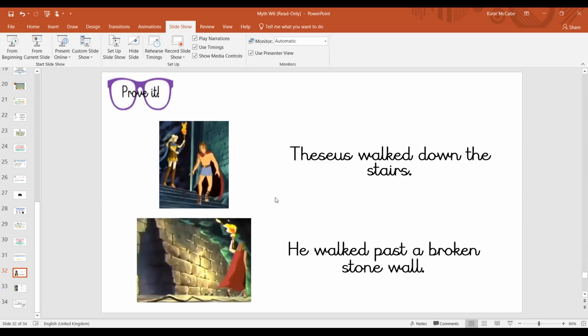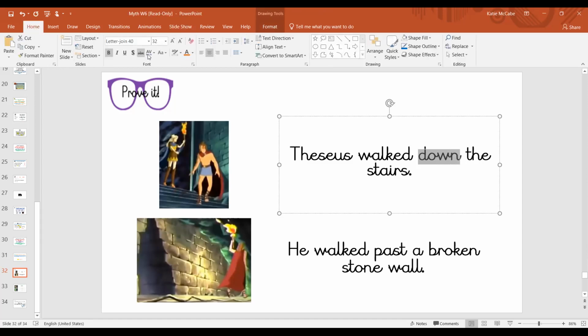So I know that a prepositional phrase always includes a preposition. So the first thing that I'm going to do now is identify the preposition in this sentence. Theseus walked down the stairs. My preposition describes time, place, or movement. My preposition is down. Down is describing where Theseus walked, describing the relationship between Theseus and the stairs, my two nouns.